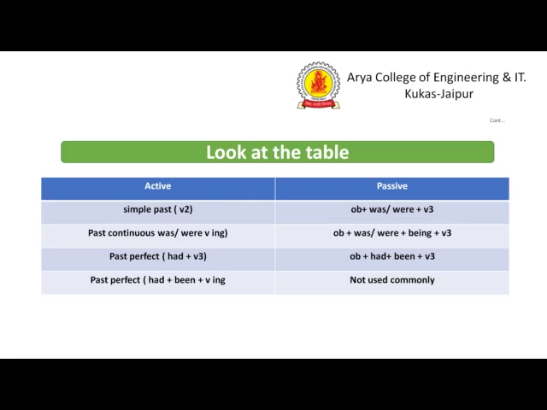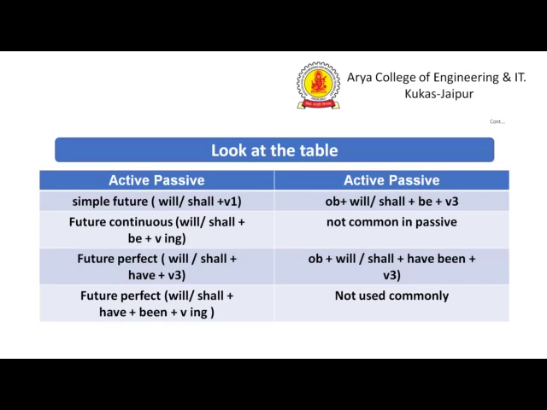Now we will see the past perfect, where we apply had plus verb's third form. In conversion, she had finished her work. So, her work had been finished. This is the way we sort it, and for the past perfect continuous there should be no change. Now the simple future. What rule are we applying? Object plus will/shall plus be plus verb's third form. So this is what we have to apply here.